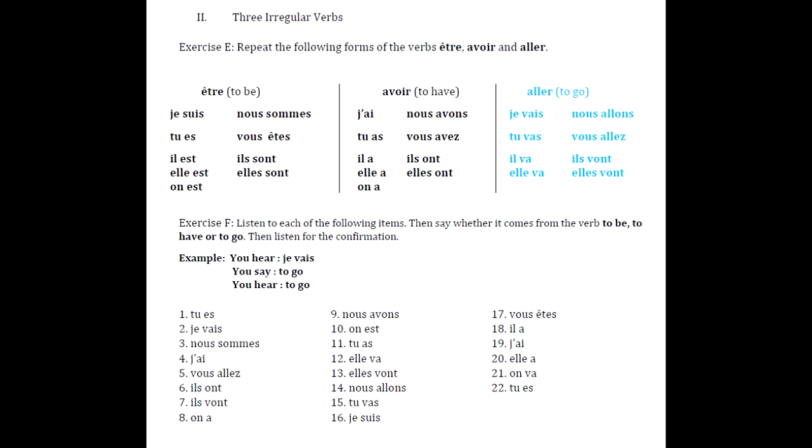Number 1. Tu es, to be. 2. Je vais, to go. 3. Nous sommes, to be. 4. J'ai, to have. 5. Vous allez, to go. 6. Ils ont, to have. 7. Ils vont, to go. 8. On a, to have.